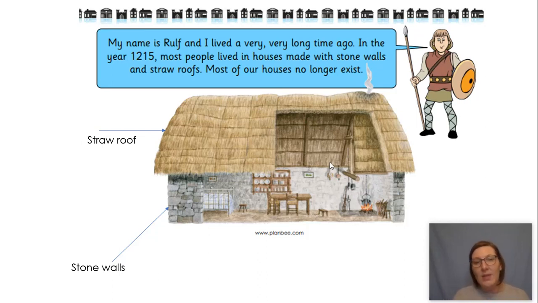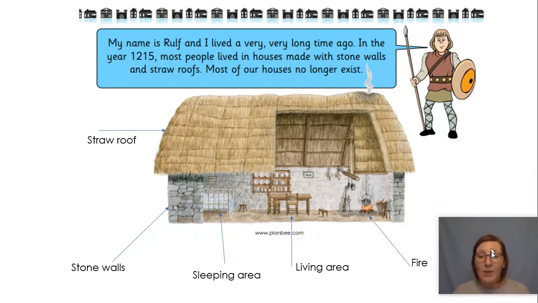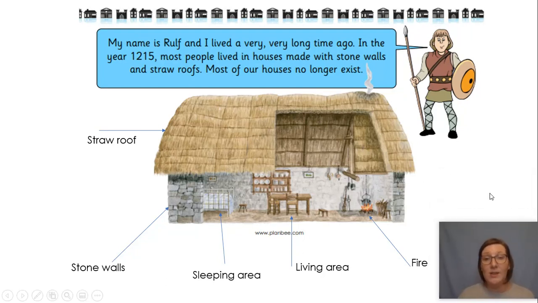And if you notice, there is only one room. So here is just the sleeping area of the house. And then here is the living area of the house. And can you notice there's actually a fire in the room? Do you see that there? Now, the fire would have kept the whole house nice and warm, and it would have warmed up that whole house. But the fire was just open, so it would have been very smoky in there.